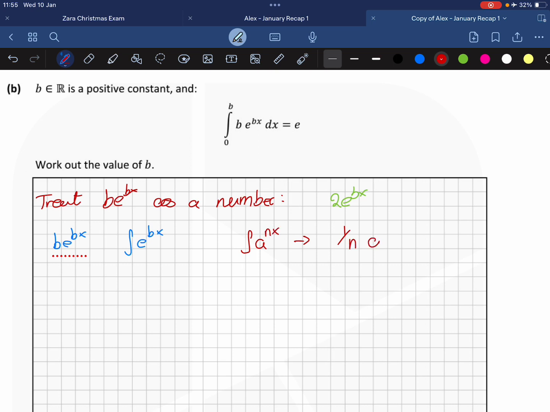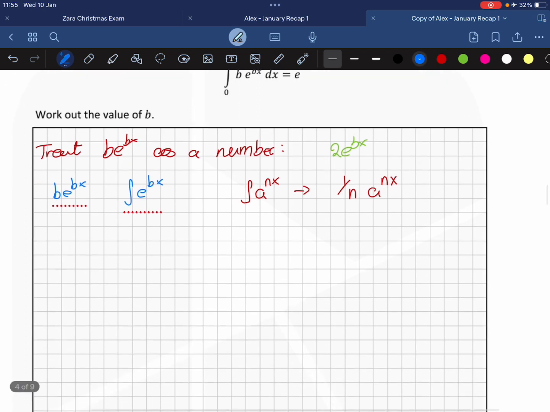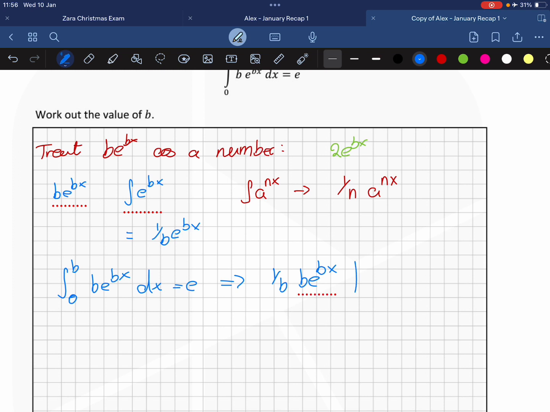1 over n a to the nx or xn, whatever. So that's the rule. So this now becomes 1 over b e to the bx, and we're going to plug that straight back in. So the integral between 0 and b of be to the bx dx is equal to e. Well, that becomes 1 over b times b to the e to the bx evaluated between 0 and b equals e.